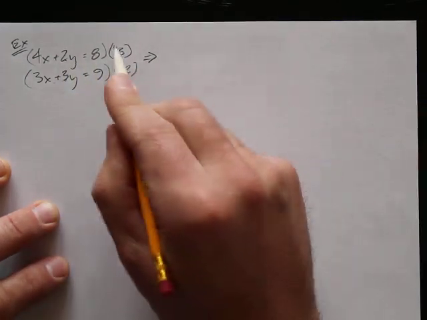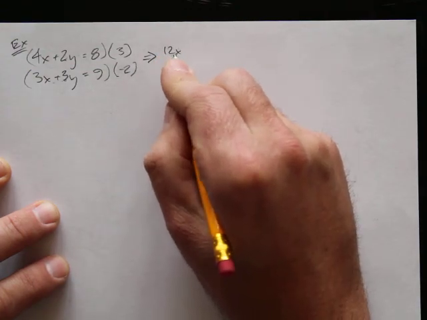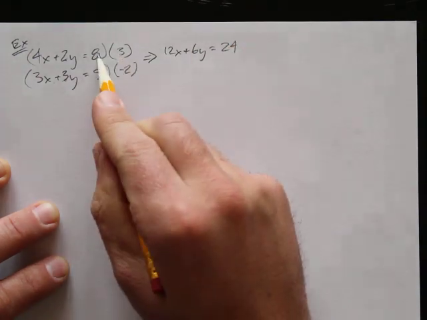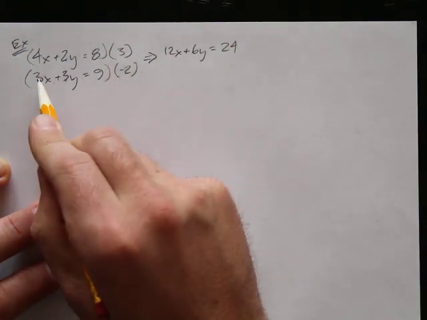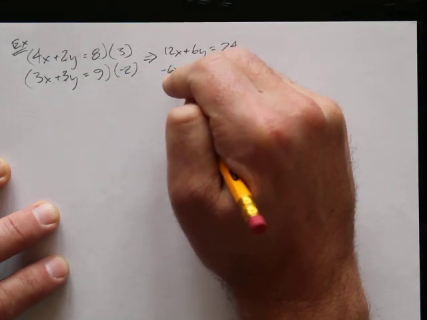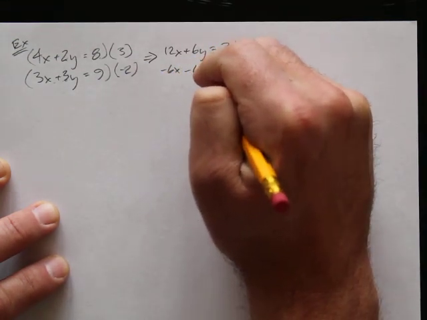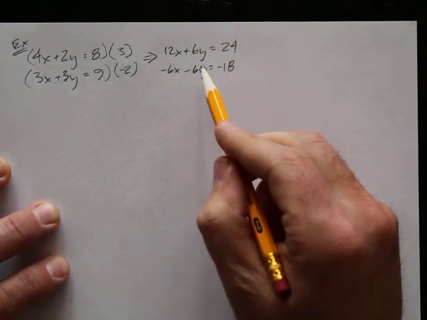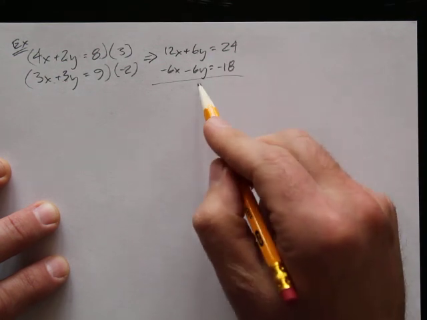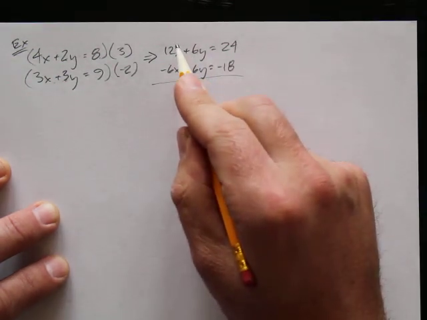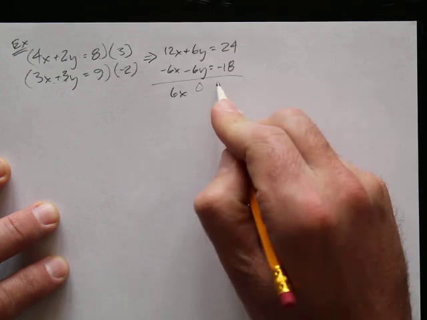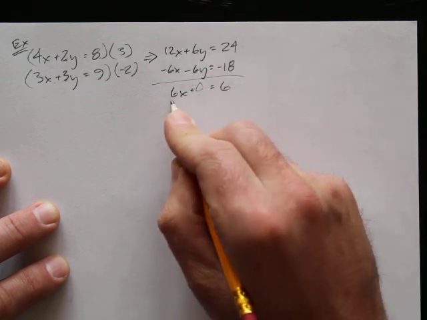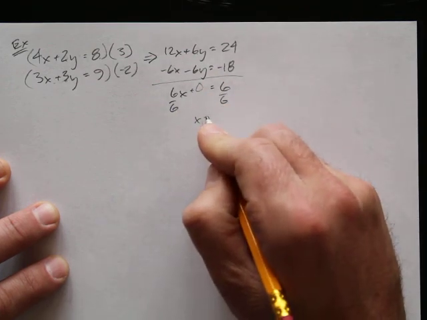We're going to rewrite the whole mess. 3 times 4x is 12x plus 6y equals 24. Remember to multiply the one on the right. Negative 2 times 3x is negative 6x minus 6y equals negative 18. All right, now I've got this positive 6y and negative 6y. Phew, I can make that 0. 12 minus 6 is 6x plus 0 equals 24, and negative 18 is 6. So I just divide both sides by 6. X equals 1.